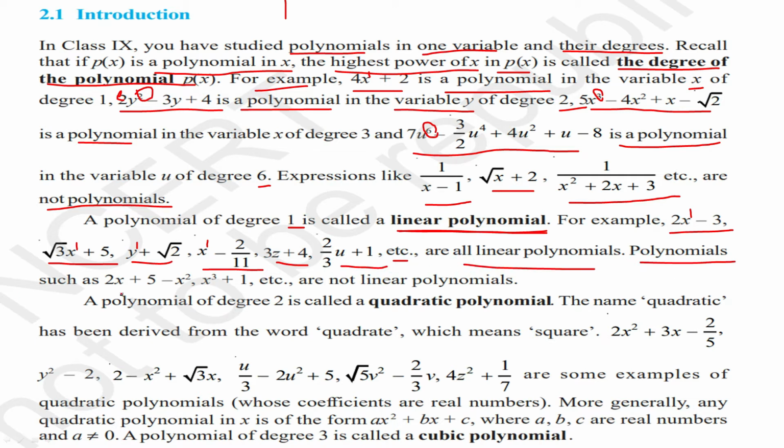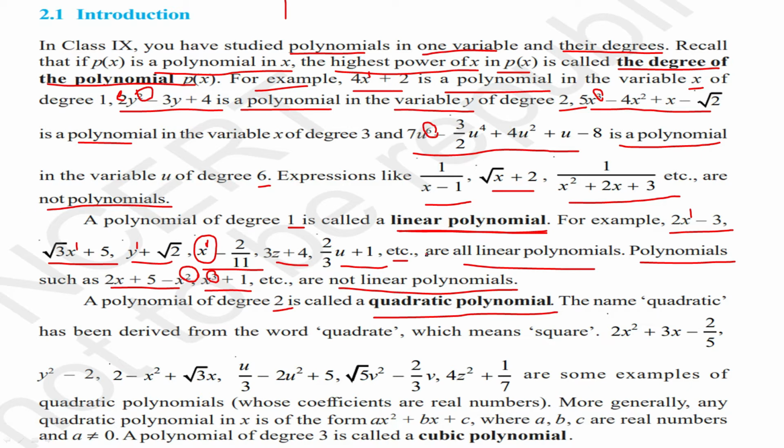Polynomials such as 2x + 5 - x² and x³ + 3 are not linear polynomials because you can find the degree: here the degree is 2, and the degree is 3. So they are not linear polynomials. For a linear polynomial, the degree should be 1. A polynomial of degree 2 is called a quadratic polynomial.